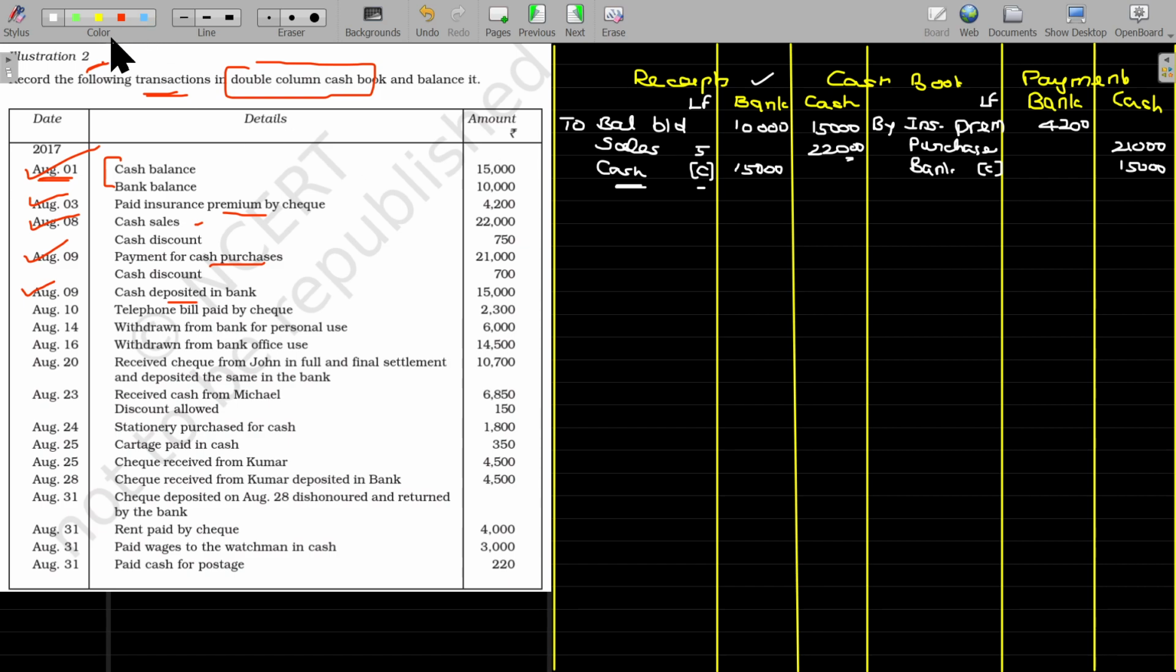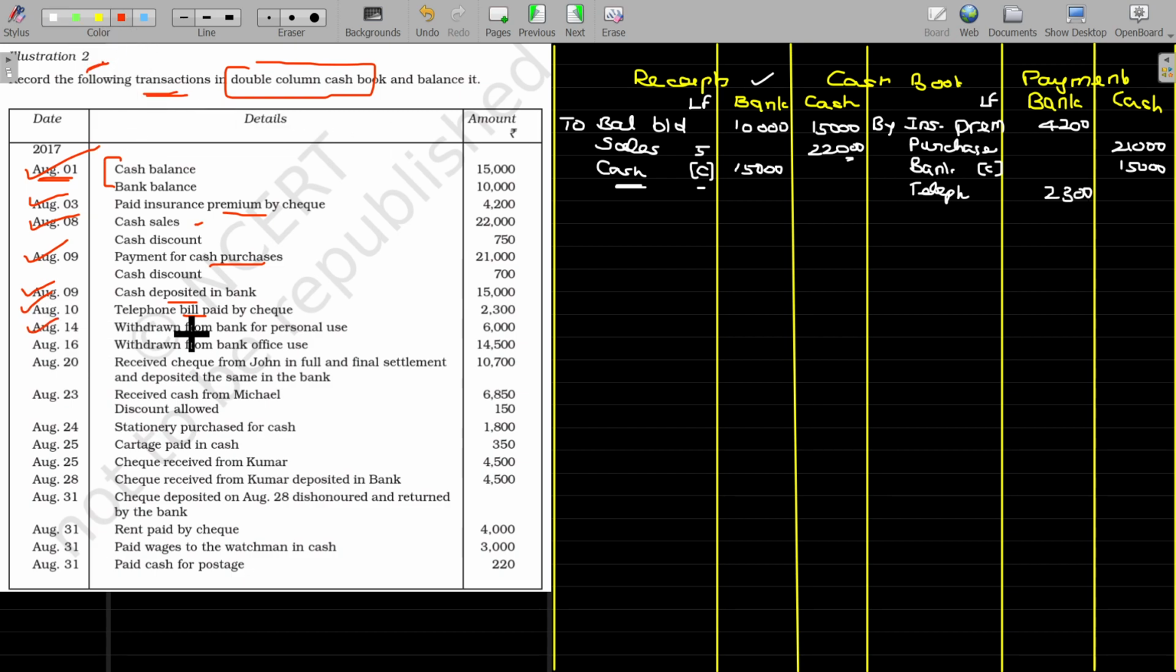This value is 15. Now on 10th August, telephone bill paid. The value being 2,300 by way of check, right? So by way of check, I'll post that in the bank account. 2,300 in the bank column.